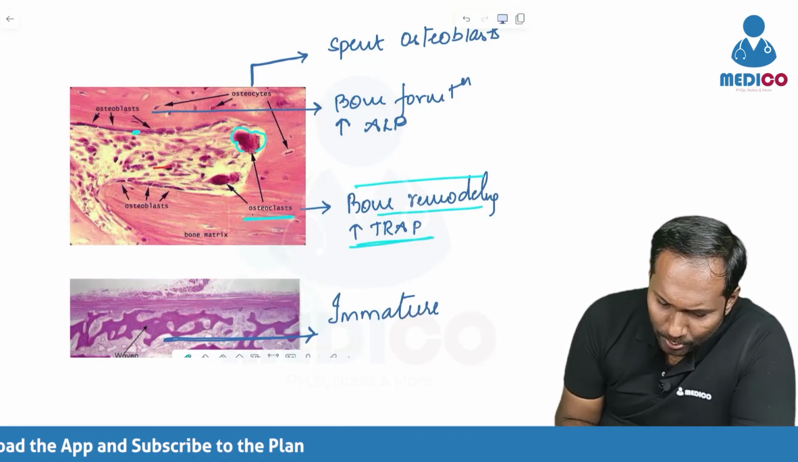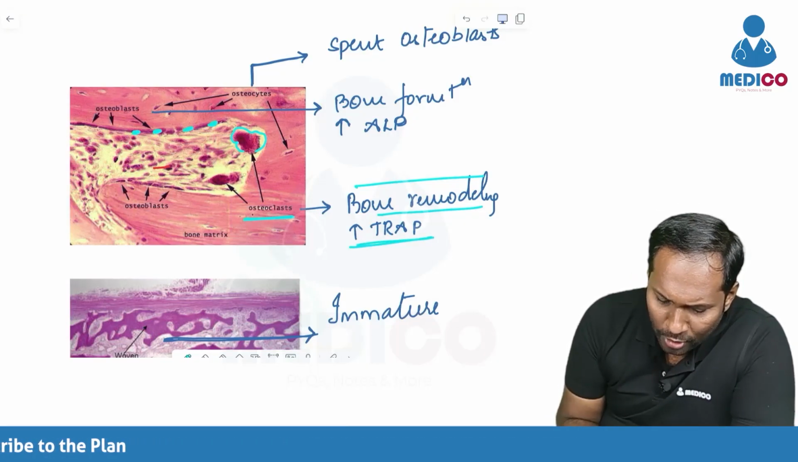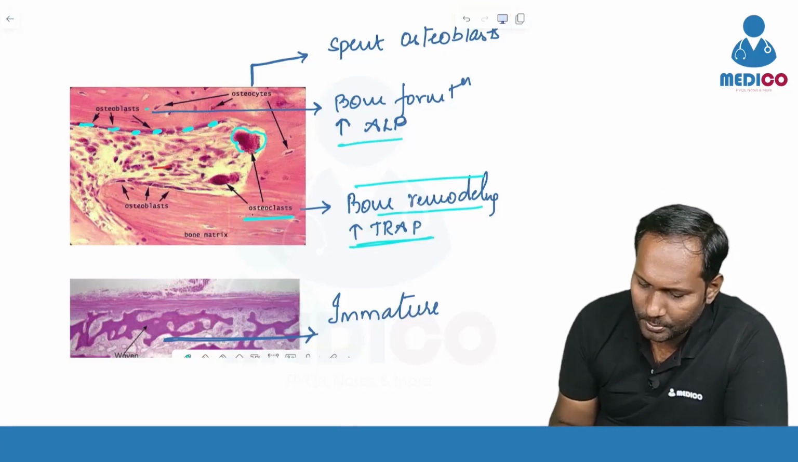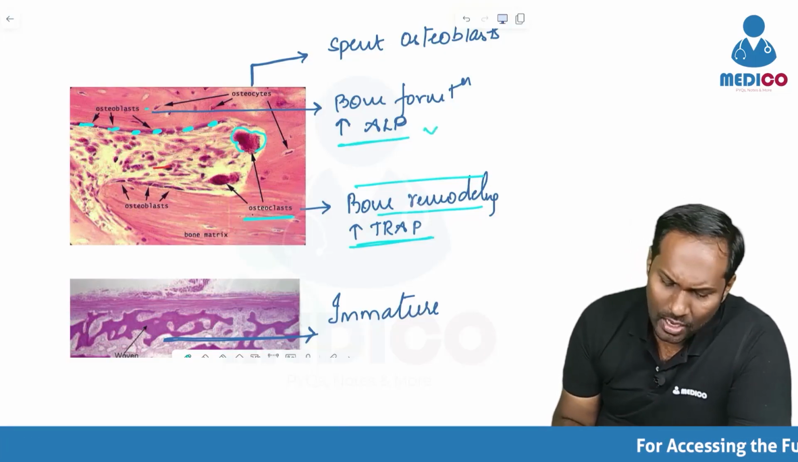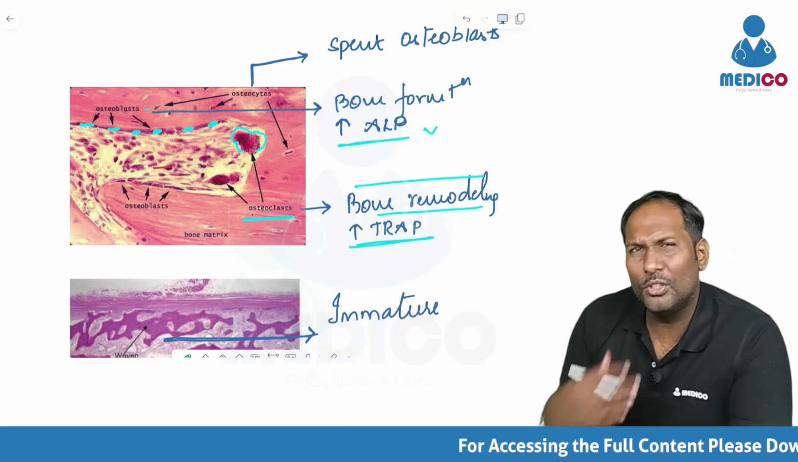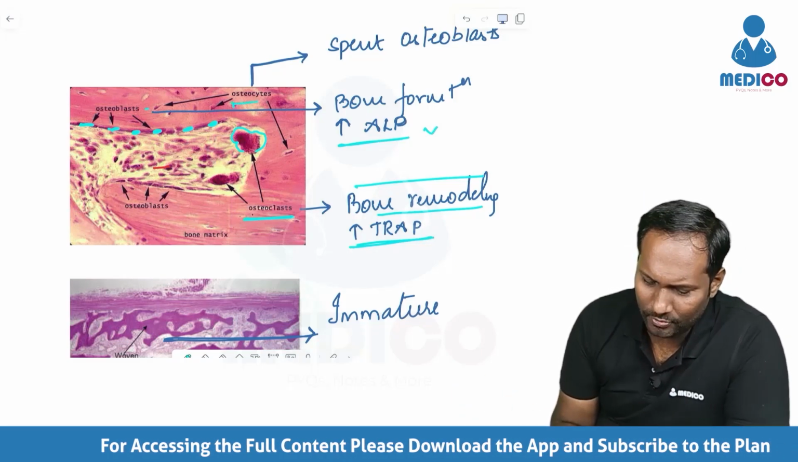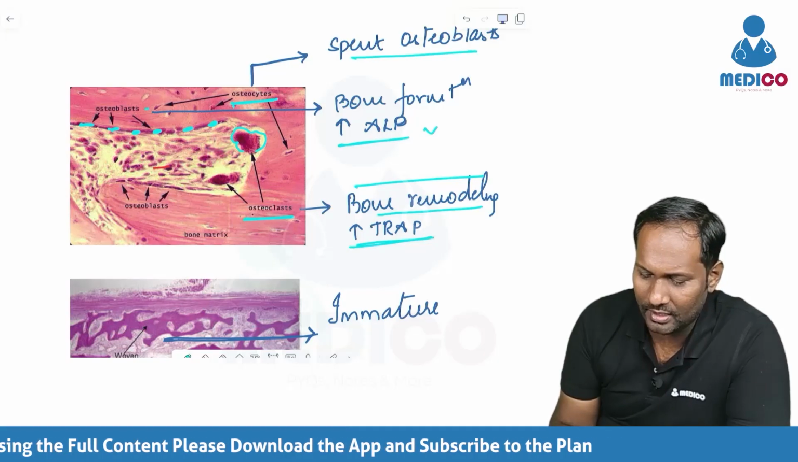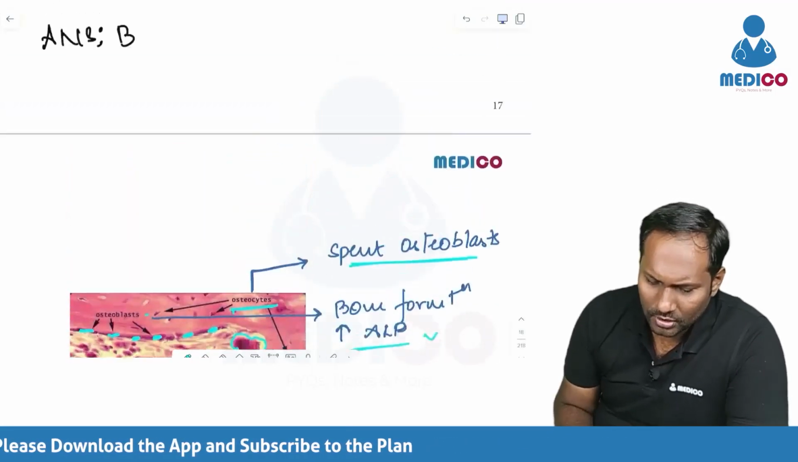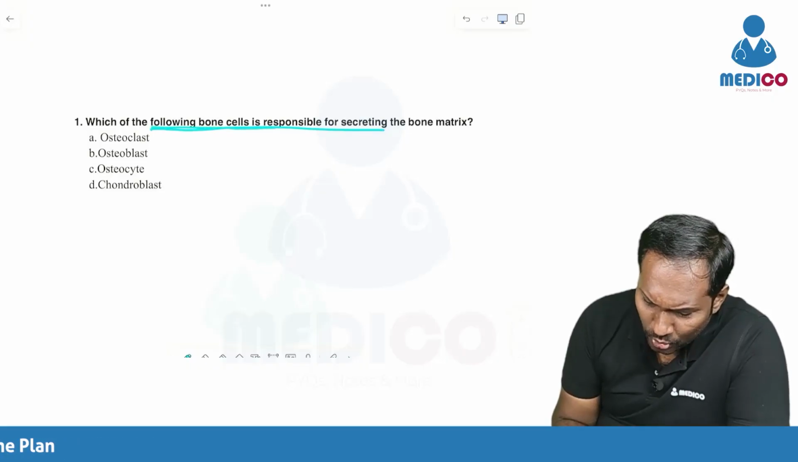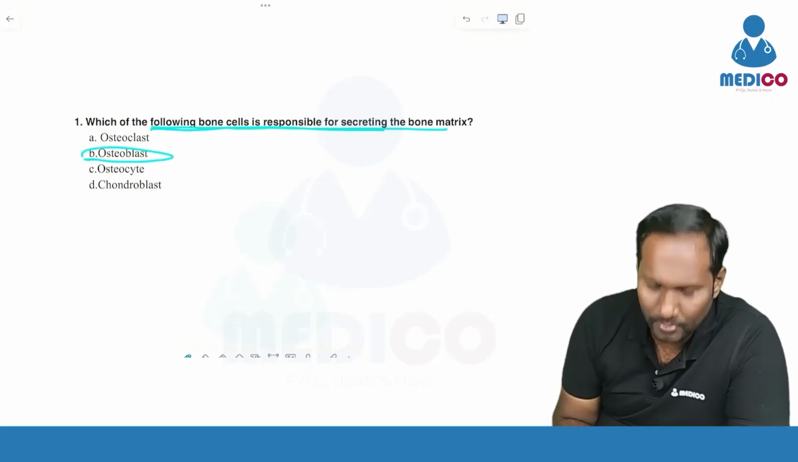The cells which are on the borders of the bone, the bone forming cells, are the osteoblasts. They are characterized by an increase in ALP. When these osteoblasts have used all their energy, they become old. They settle down in the matrix, forming osteocytes. They are the spent osteoblasts. So the answer for this question, the cell responsible for bone secretion, is osteoblast.